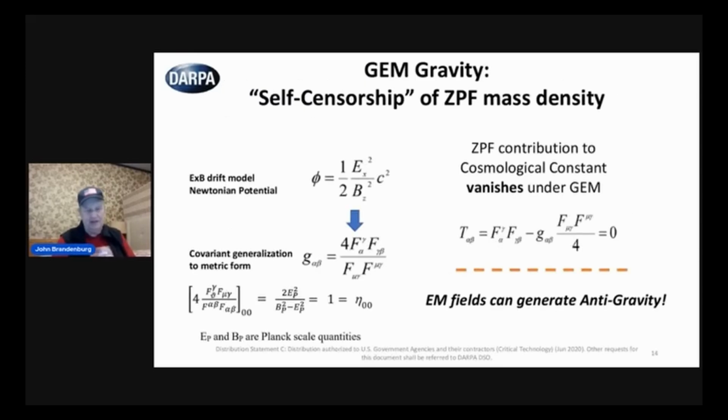One of the things that happens is we know from quantum mechanics we're surrounded by a sea of electromagnetic energy called the zero-point fluctuation, the ZPF. In my theory, that vanishes. It self-censors. So in a sense, the E&M fields that are creating all of this energy around us also create anti-gravity, so the universe doesn't collapse into a black hole. So there you see, merely by the fact that we have the existence we have, E&M and gravity can neutralize each other. Next.